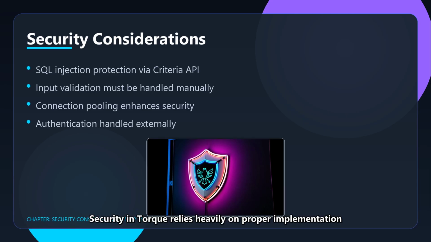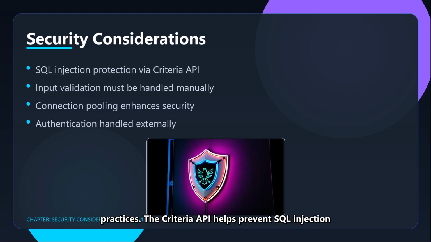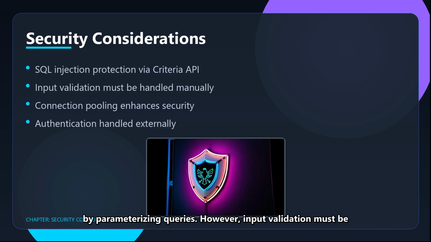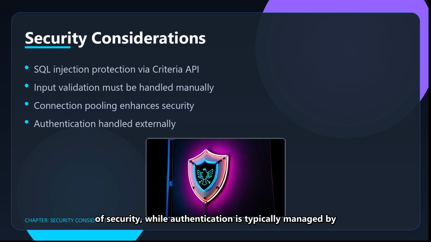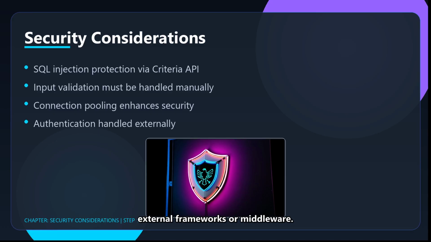Security in Torque relies heavily on proper implementation practices. The Criteria API helps prevent SQL injection by parameterizing queries. However, input validation must be handled manually. Connection pooling adds an extra layer of security, while authentication is typically managed by external frameworks or middleware.